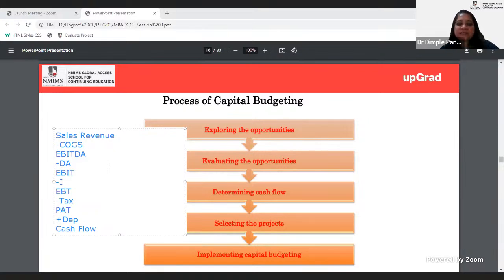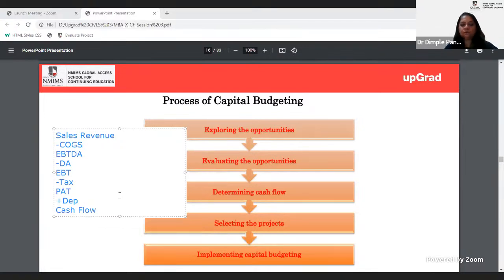So in the process, it says that we need to explore the opportunity. And once we explore the opportunity, we need to evaluate the opportunity and find out the cash flow from the project and then select our project after implementing the capital budgeting techniques. And you said that's an investment activity. So can I take away the interest component from here? Because it is investment activity. Can I take away my interest component from here?